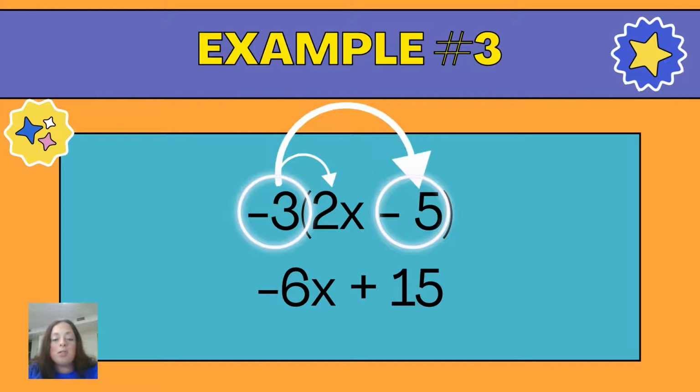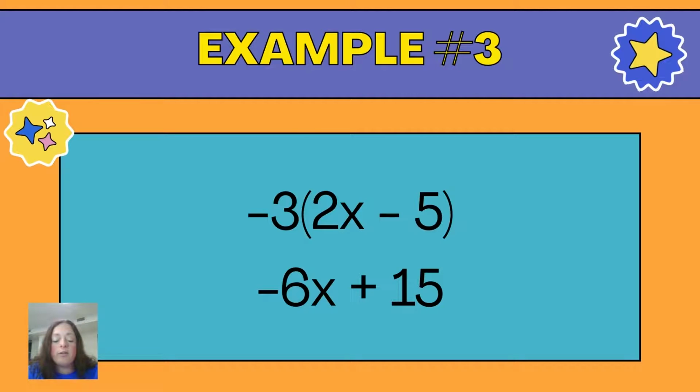You have to remember your multiplication rules. Negative 3 times 2x is negative 6x. And then negative 3 times negative 5 is positive 15. These two expressions are equivalent. Negative 3 times the quantity of 2x minus 5 is equivalent to negative 6x plus 15.